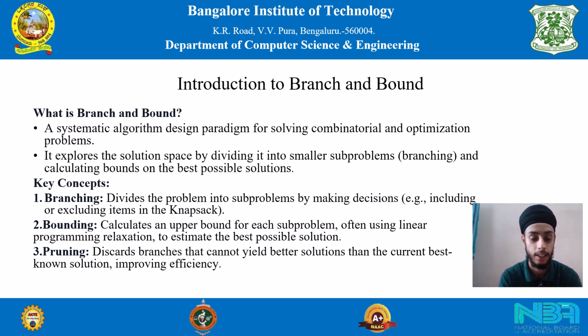And what are the key concepts of branch and bound? First, branching. Branching means we have to include the item or exclude the item, dividing the problem into smaller sub-problems to help us find the best optimal solution. And bounding means calculating the upper bound for each problem using the linear programming formula to find the best optimal solution. And pruning means that if the weight is exceeding the capacity, we do not consider it and we have to discard that problem.